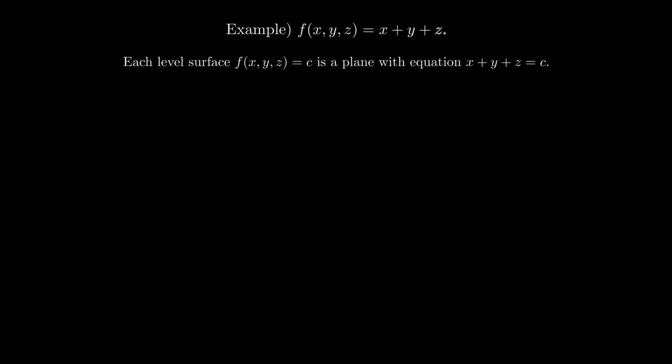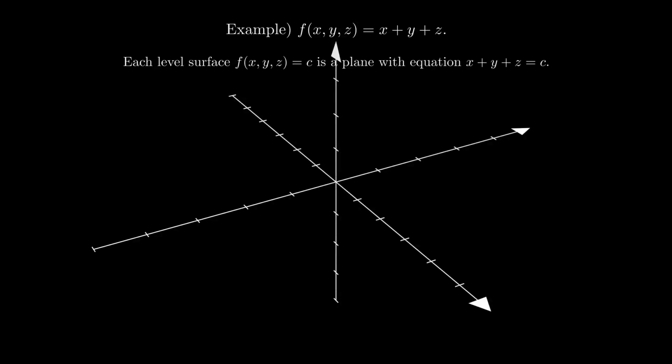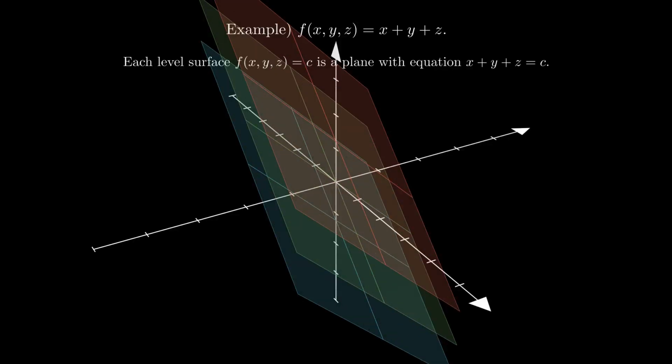Now let's move on to another example. Consider a function where f(x, y, z) is given by x plus y plus z. In this case, the level surfaces are planes, where each constant value, denoted as c, corresponds to a specific plane in three-dimensional space. These colored planes illustrate different level surfaces, where c is less than 0, equal to 0, or greater than 0.